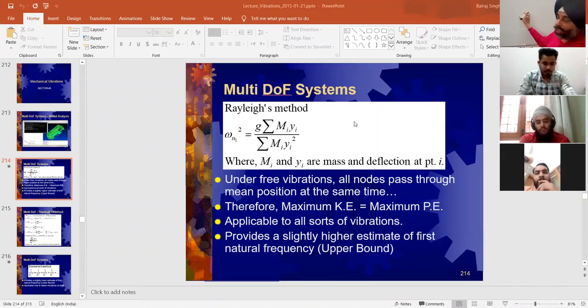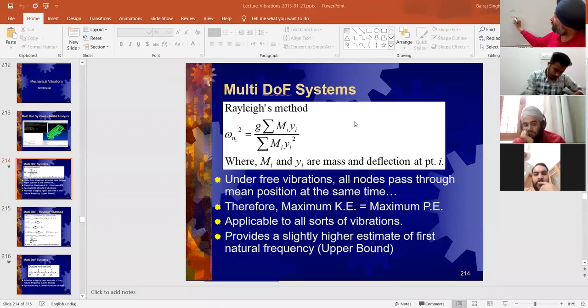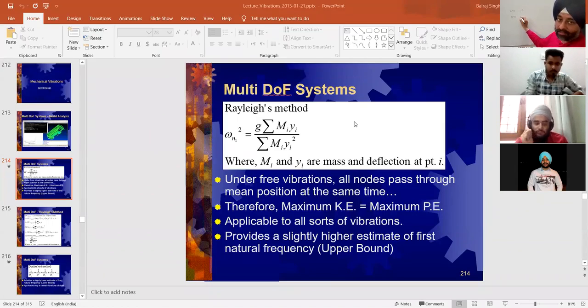So on the left, the dimensions are T to the power minus 2. This is the left hand side. On the right hand side, we have g. g is acceleration due to gravity. So for acceleration, we have L T minus 2.